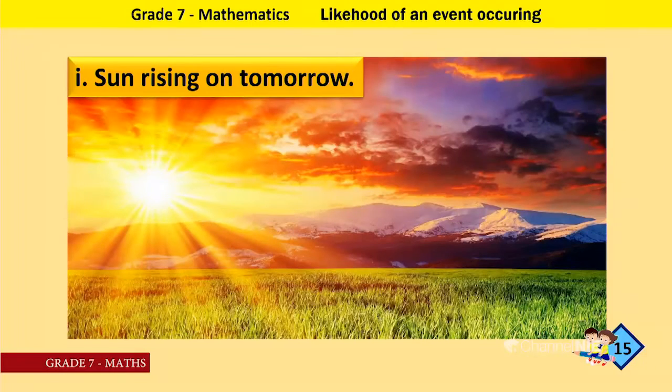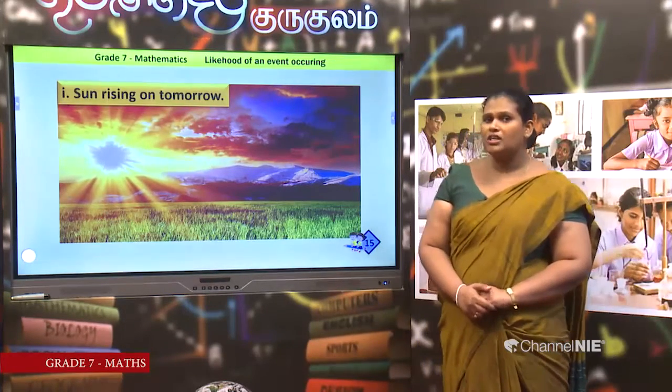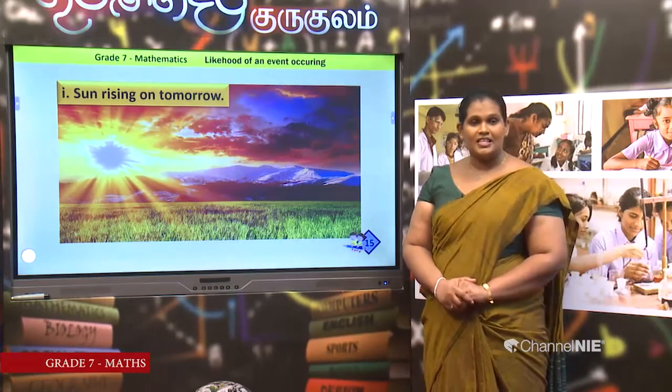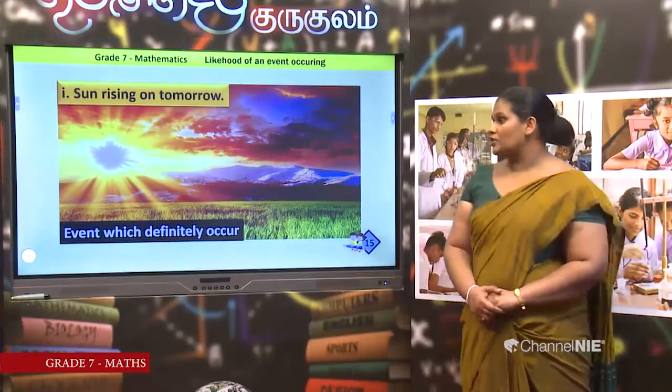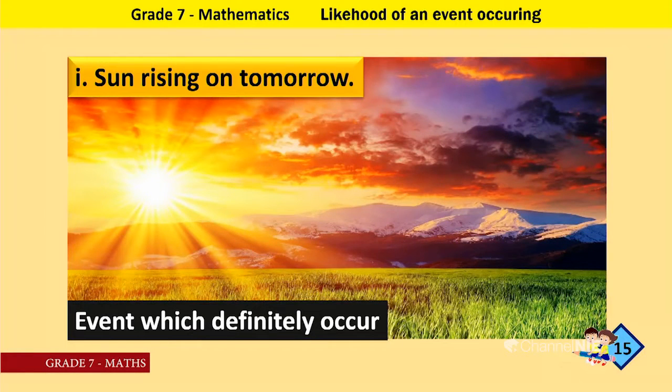Here, what can you say in the picture? Yes, it is a rising sun. So, the event: sun rising tomorrow. What can you say? Is it a random event, or an event which would definitely occur, or an event which would definitely not occur? Yes, you are right. That is an event which would definitely occur, because we know the sun would obviously rise tomorrow.